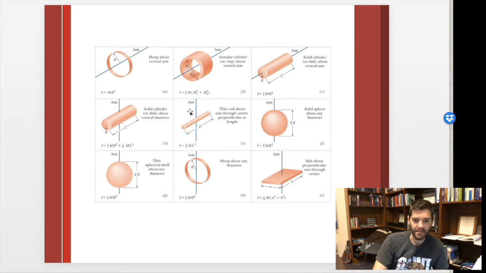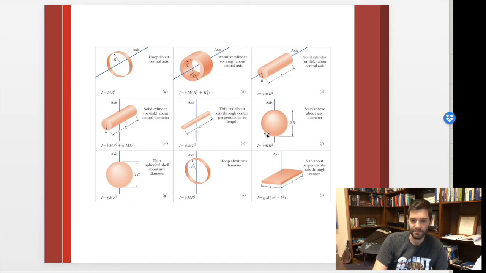As opposed to, say, the thin rod, where the characteristic length in the problem is the length of the rod. We're assuming it's thin, so there's no radius, there's no thickness, there's nothing else that has units of meters or length. So we should anticipate that the rotational inertia should be the mass of the rod times the square of the length of the rod. And there might be some number out front. In this case, it is 1/12 times the mass of the rod times the length of the rod squared.